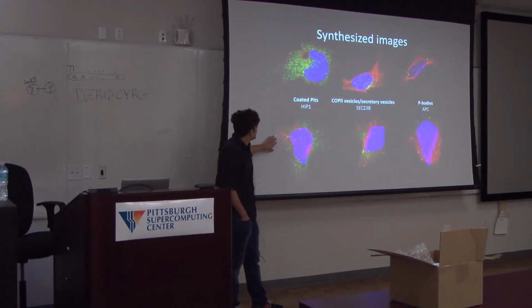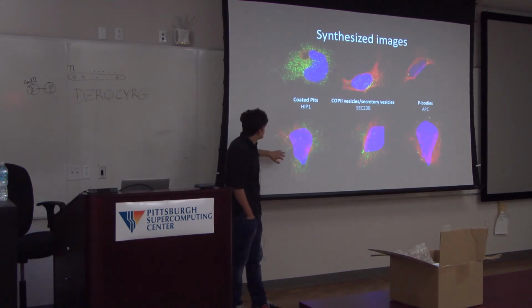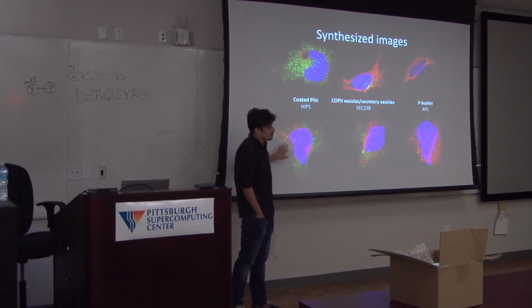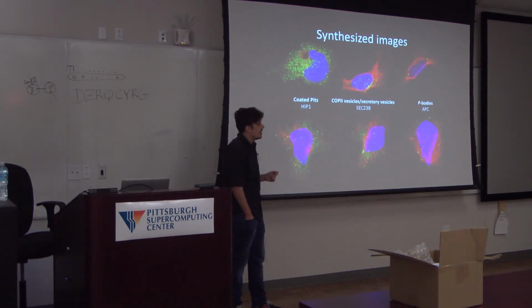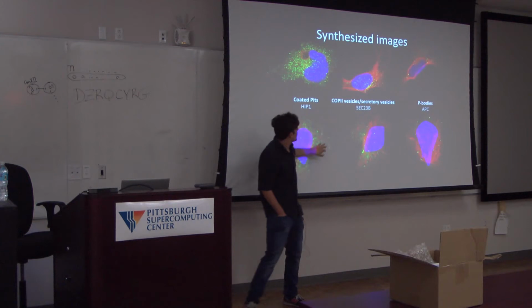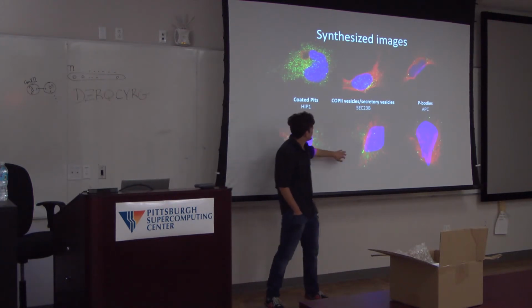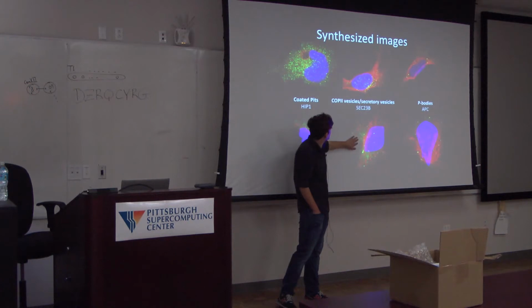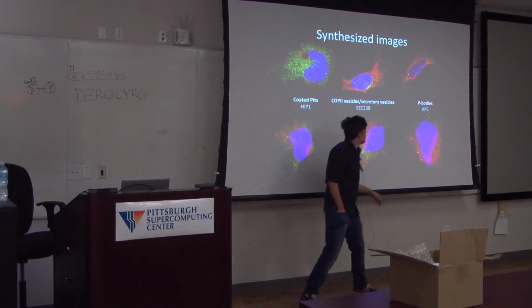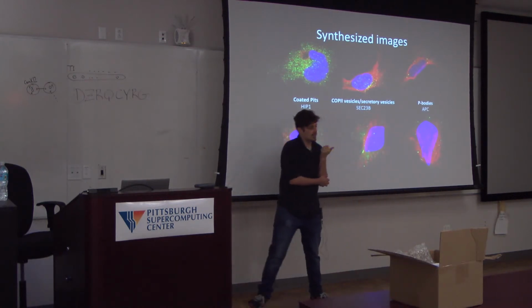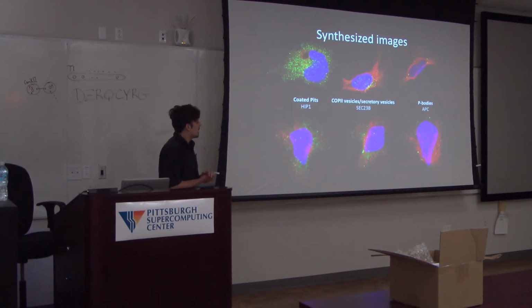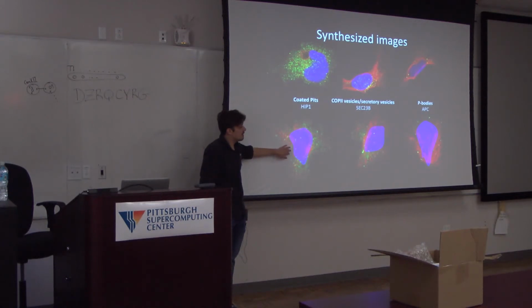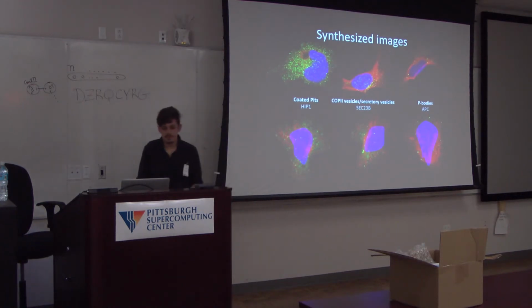So you can see here that the synthetic coated pit cell has many, many puncta that are distributed more or less uniformly in the cytoplasm. The COP2 vesicle pattern has fewer puncta and maybe more background intensity. And then the P-bodies are relatively sparse throughout the cell shape. So this is a good, I guess, qualitative sanity check to show that our models are, in fact, learning variation of these patterns inside of the cells.